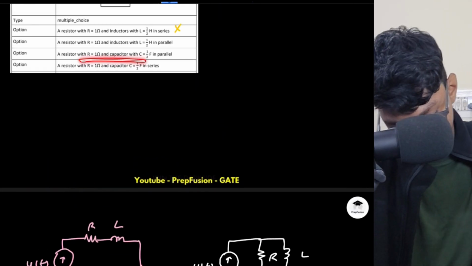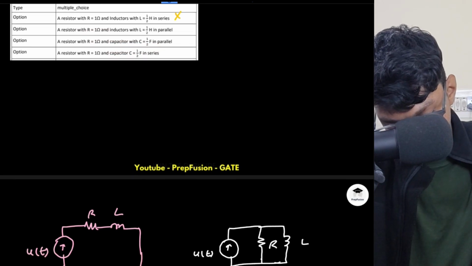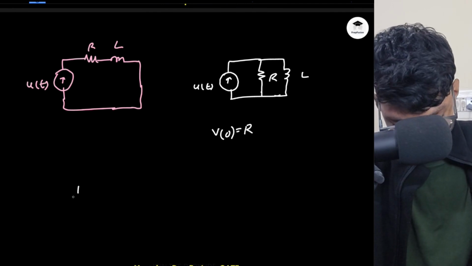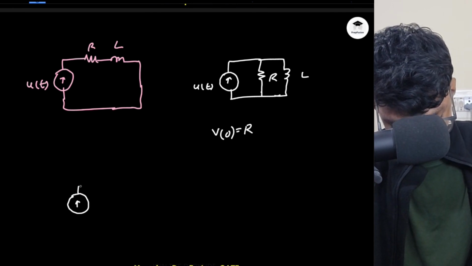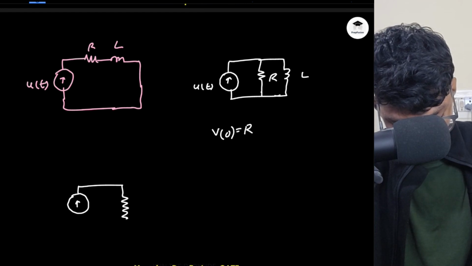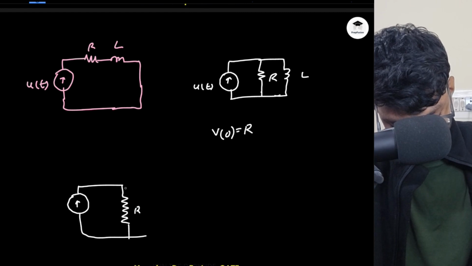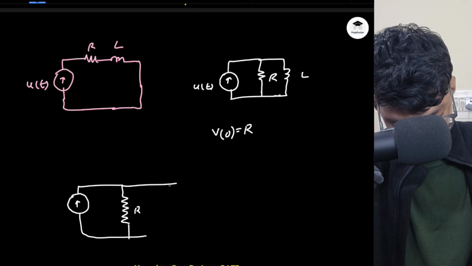Let's check the third one, with a capacitor and resistor in parallel with each other. So if I have a capacitor and resistor in parallel, this will be R, this will be C.